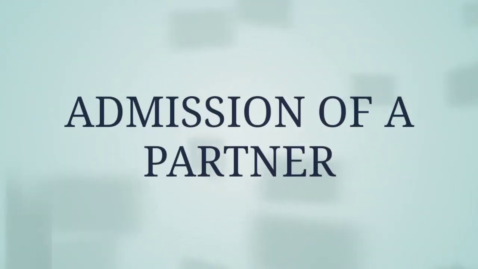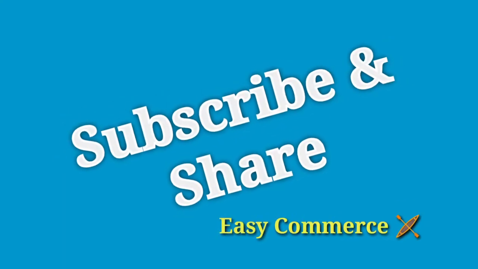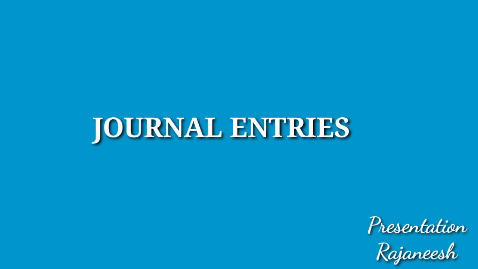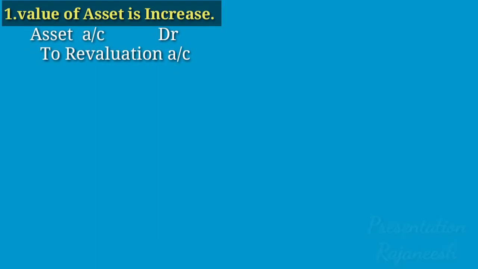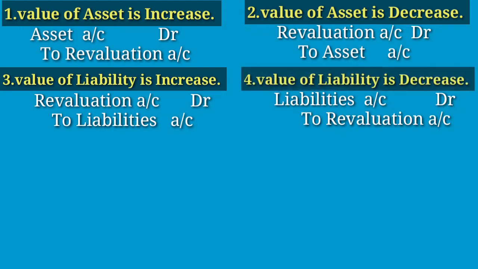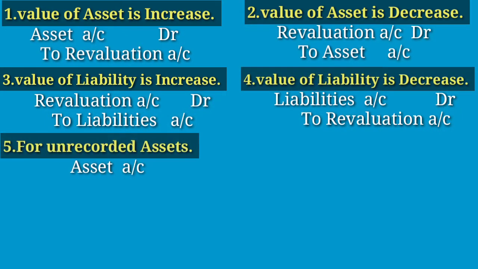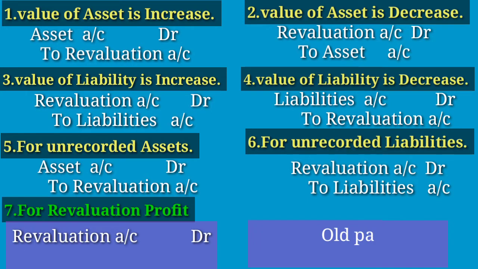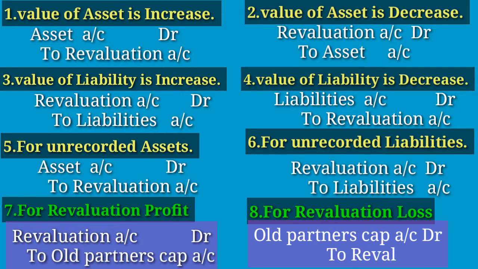I am Rajanish. Today we are going to solve a problem related with a revaluation account. In our last video, we discussed the important journal entries for a revaluation. That's when an asset increases, when an asset decreases, or when a liability increases or decreases, and unrecorded assets and unrecorded liabilities. Also, the journal entry related with the net profit or net loss of a revaluation account.